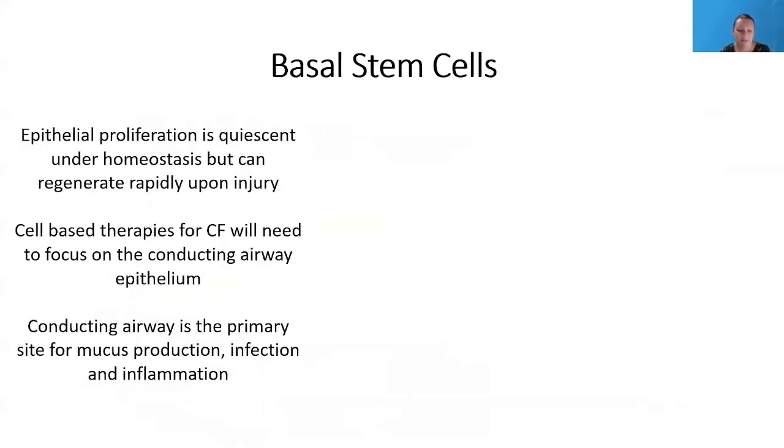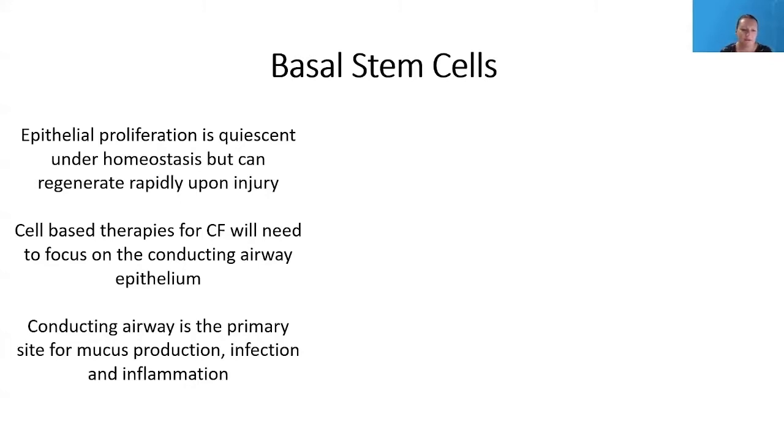For the sake of today's talk, we're going to focus and hone in on the basal stem cells, because I believe that the cell-based therapies for cystic fibrosis are going to need to focus on the conducting airway epithelium and restoration of mucociliary clearance, as the conducting airway is the primary site for mucus production, for infection, and for inflammation, particularly in cystic fibrosis.